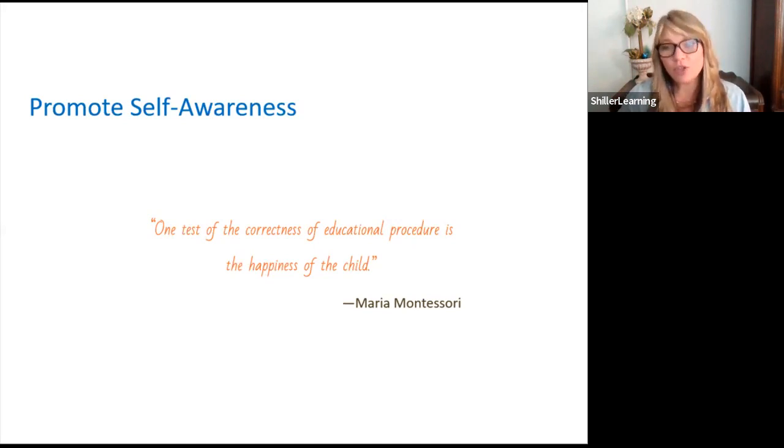So when your child does hit a stumbling block, you want to be able to help them become self-aware of what's going on inside of them as well. So what are they thinking? What are they believing? What are they feeling? What are they hoping is going to happen next? And help them with their self-talk of how to approach those things as they are experiencing them.